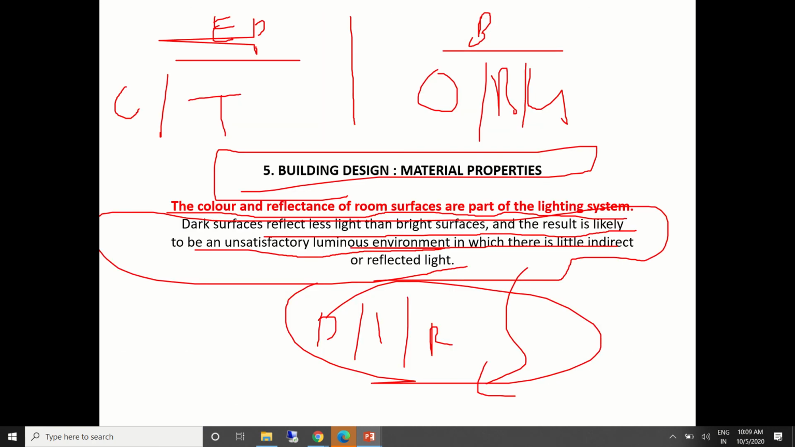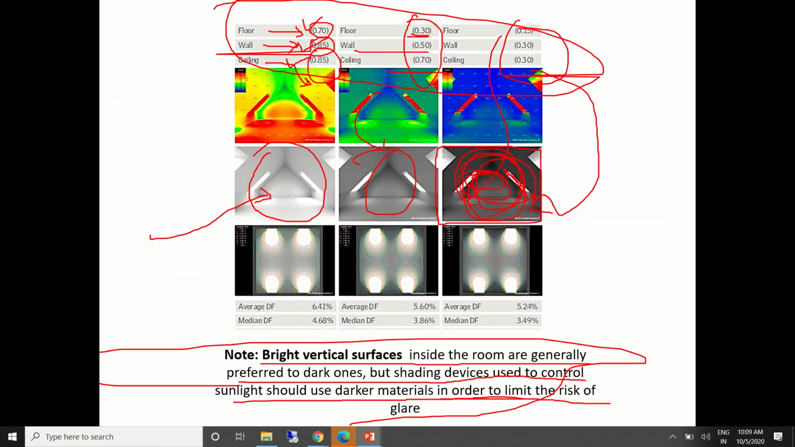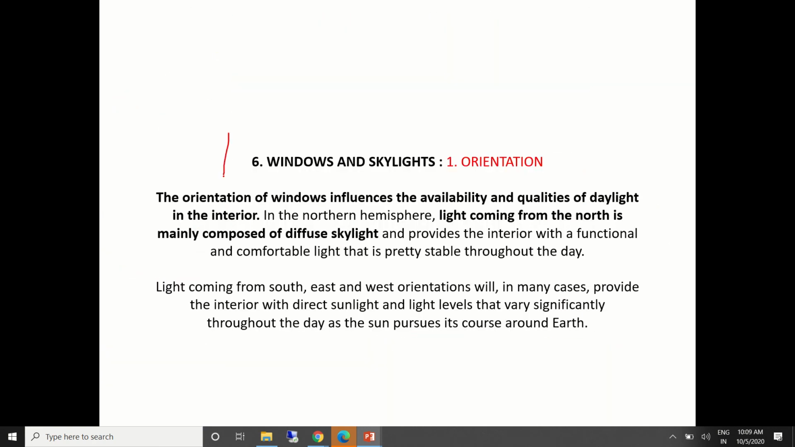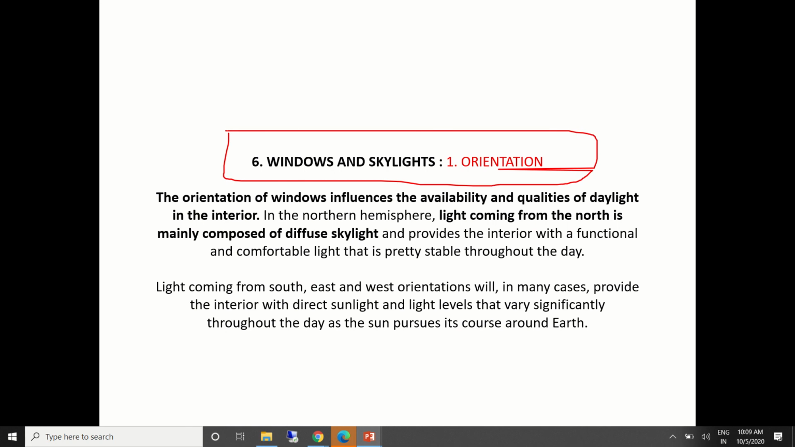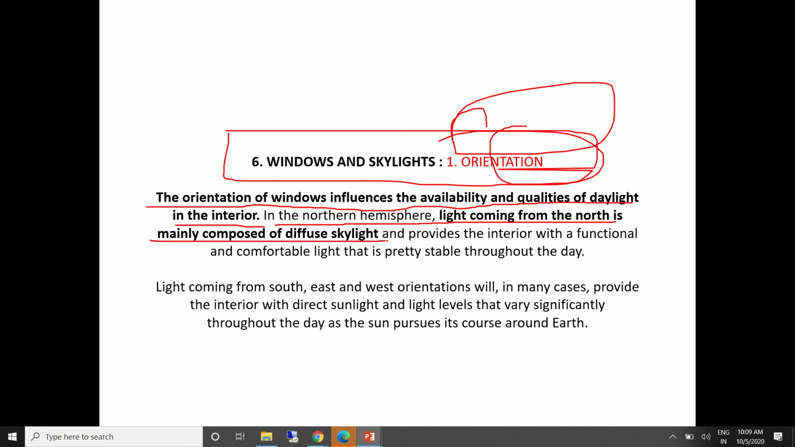And the last thing probably is the placement of a window, placement of the openings for daylight, of which first we will talk about the orientation. The orientation of windows influences the availability and quality of daylight in the interior conditions. In the northern hemisphere, light coming from the north is mainly composed of diffused light.